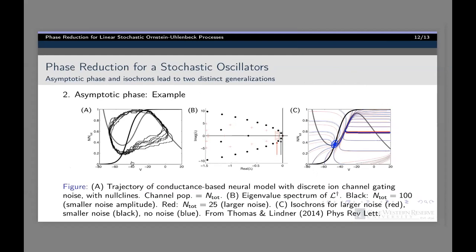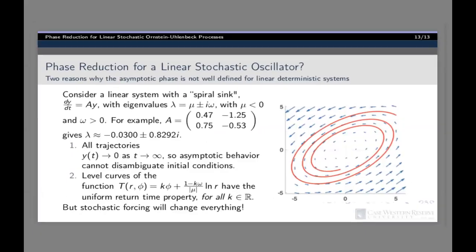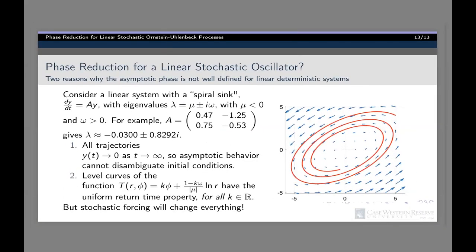Just as an example, so here's a noisy oscillator that comes from a neural model. Here's the eigenvalue spectrum of the backwards operator. You see there's a complex conjugate pair as the leading eigenvalues. You can pull out the isochrons. And in blue here, we have the deterministic isochrons. In black and red, we have the isochrons from our asymptotic phase analysis for two different levels of noise. And so they behave similarly, but they're different in subtle ways.